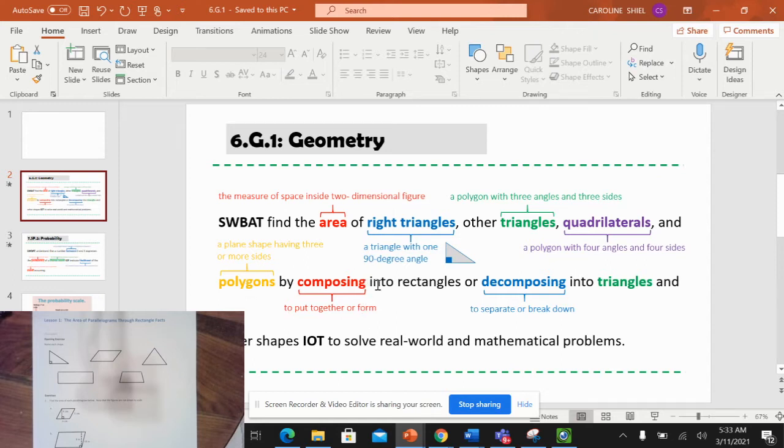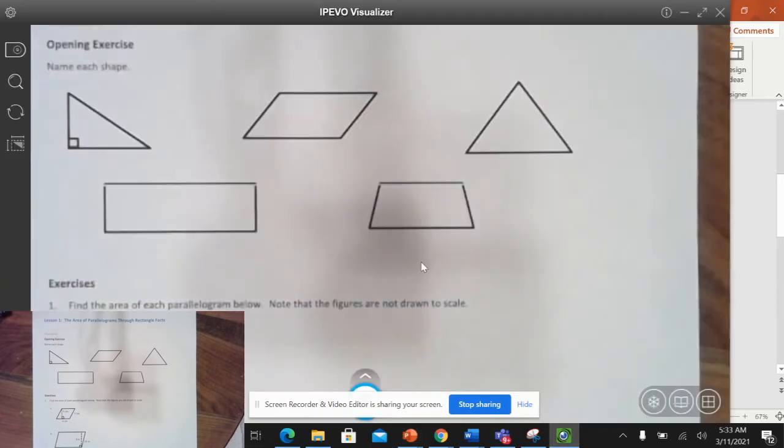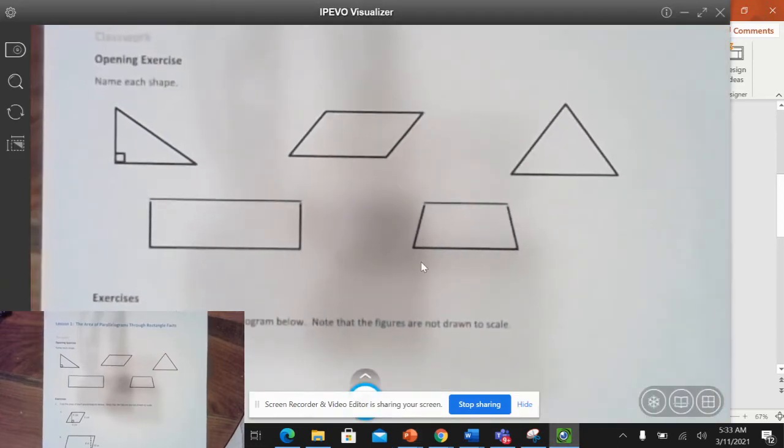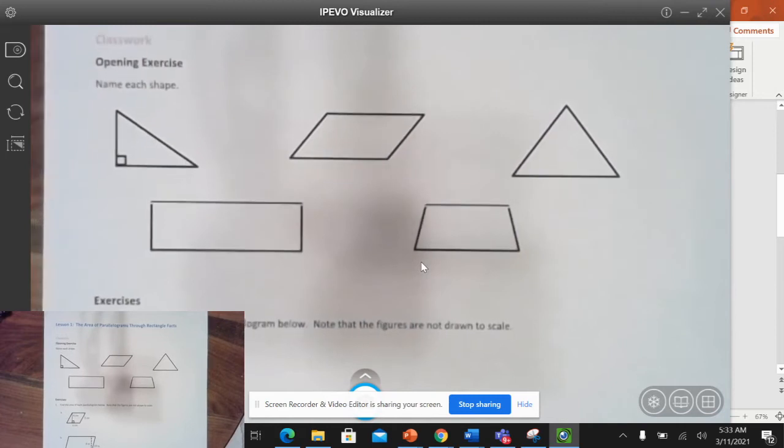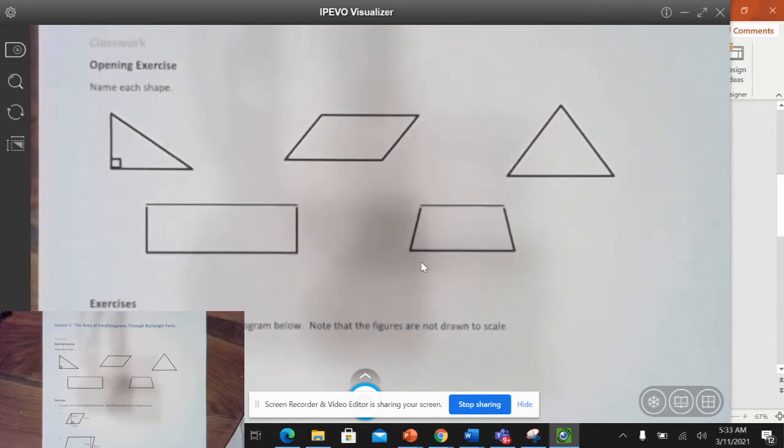And then composing is something we use where we're putting together or forming a larger shape around a shape in order to find area. And decomposing is when we're breaking these shapes down in order to find area. So let's go ahead and look at lesson 1 in module 5. The first thing we're going to do is just look at 5 different shapes and name the shapes.